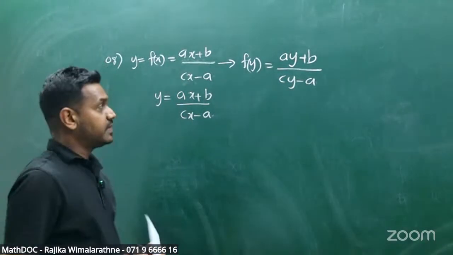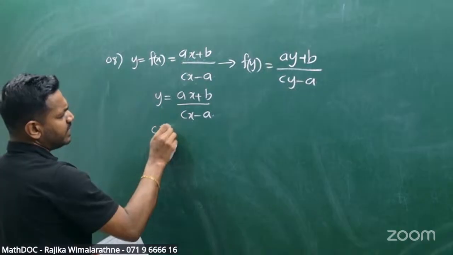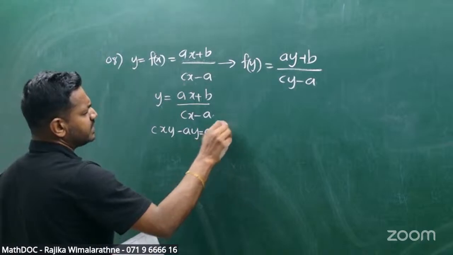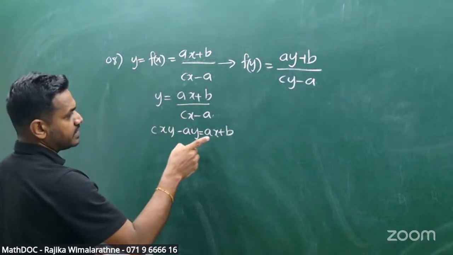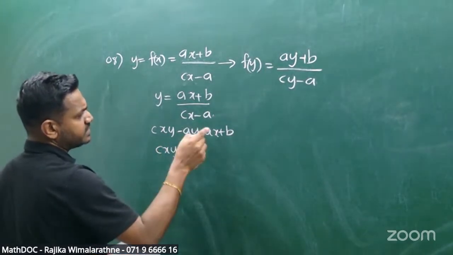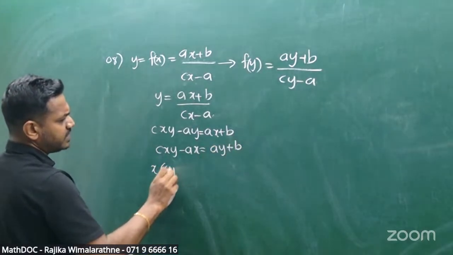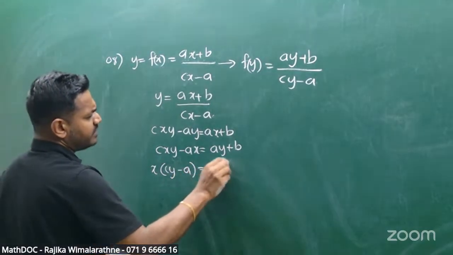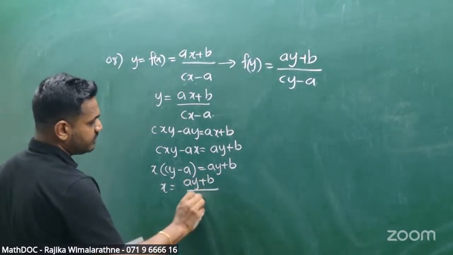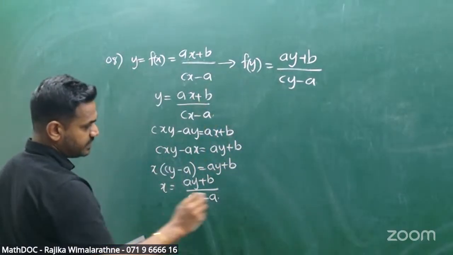That is f(y). So by this you subject x: cxy - ay = ax + b. Then take this cxy minus ax, put this here, ay + b. Take x outside: x(cy - a) = ay + b. Then subject x: x = (ay + b) over (cy - a), that is f(y). Then x means f(y).